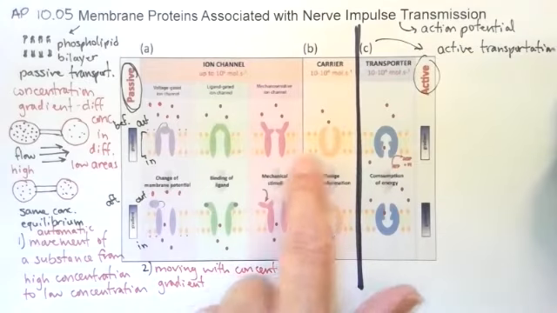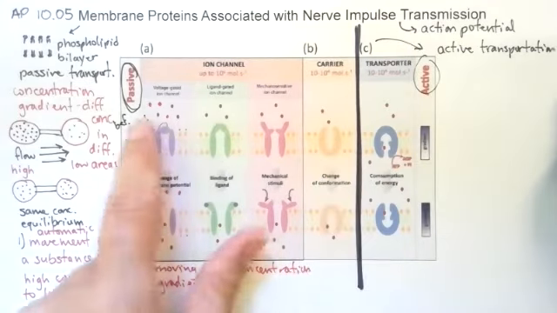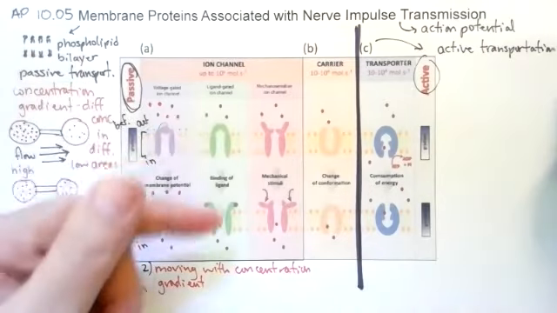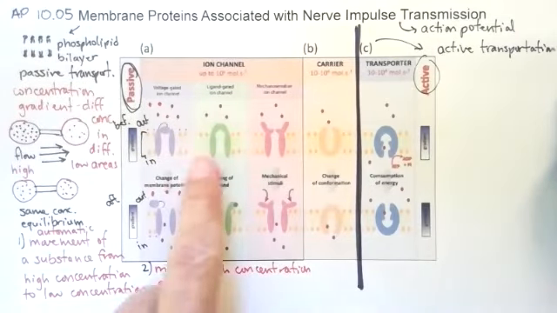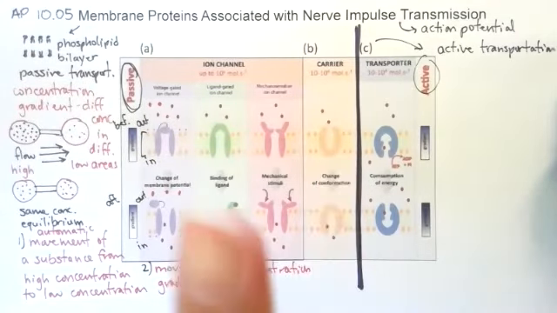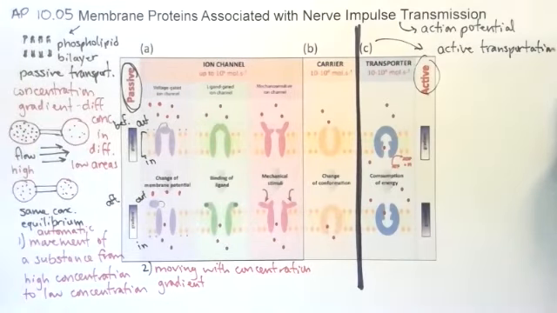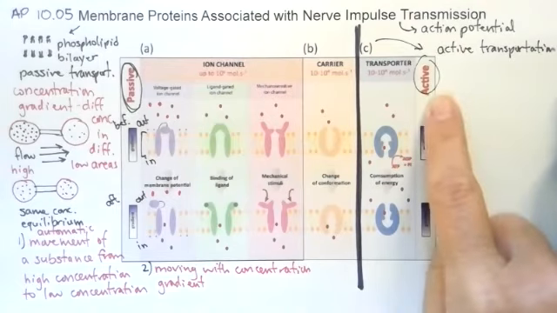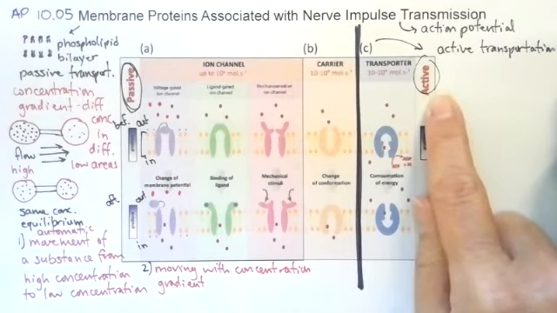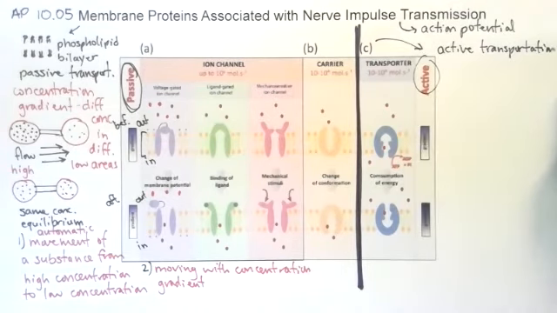And each of these 4 proteins allows substances to cross this way. Now, they all have a different way of opening, but whenever we have substances on this side and this side, this is how they get through. Over here, though, we have something a little bit different going on with active transportation. Let's look at our particles.